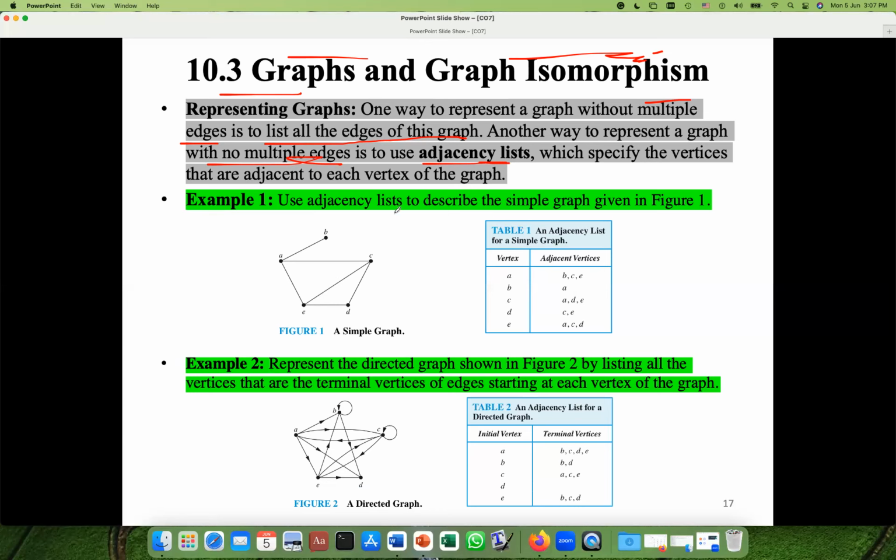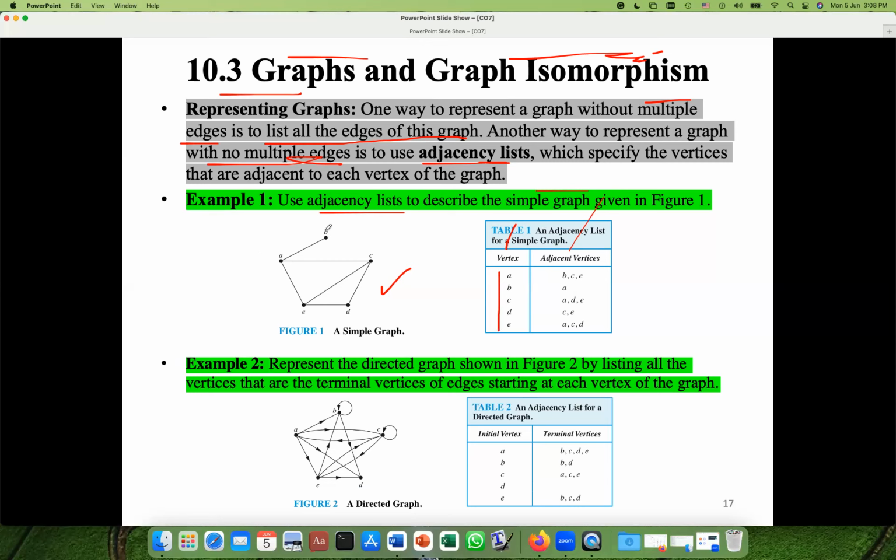Example 1: use adjacency list to describe the simple graph given in figure 1 here. So represent that simple graph in the form of an adjacency list. This is the question. And what is the way? Here you have to make two columns, one for the nodes, the vertices, the other for the adjacent vertices. For example, in this graph, it is easy. How many nodes do you have? A, B, C, D, E. You can just write them here.